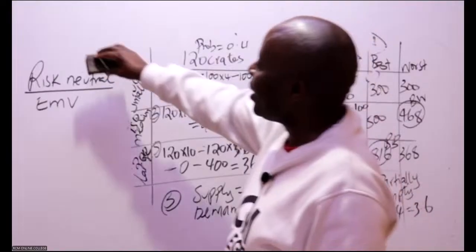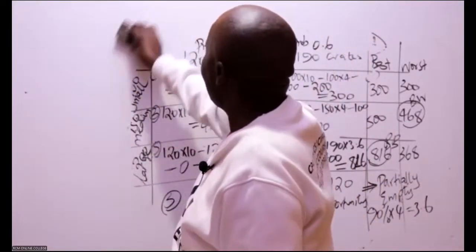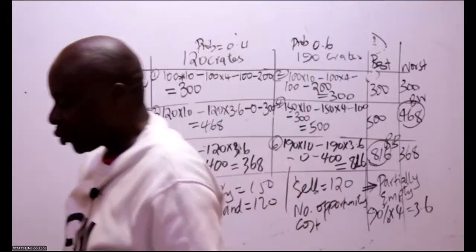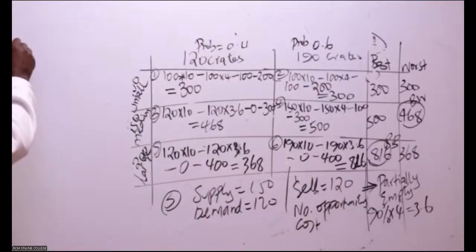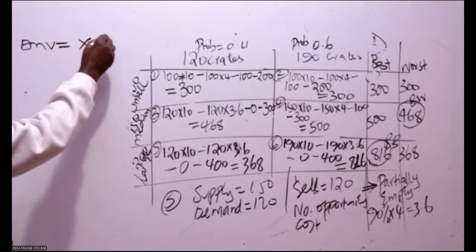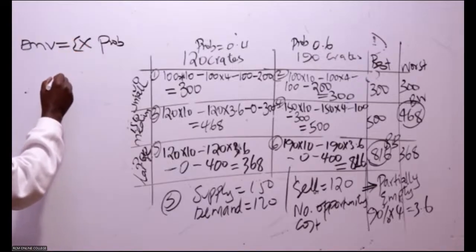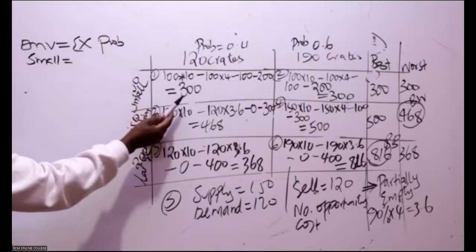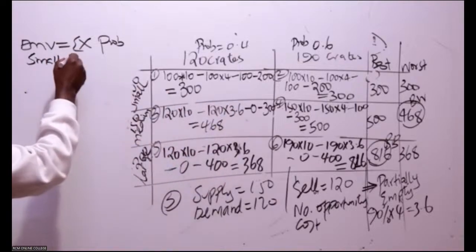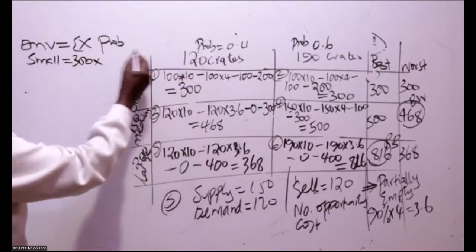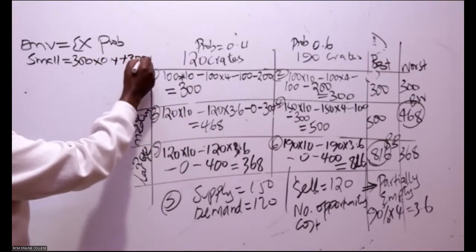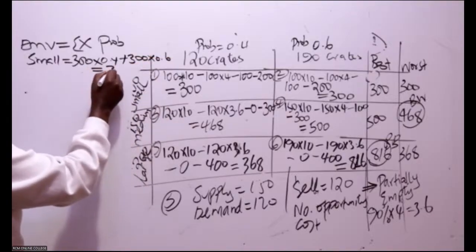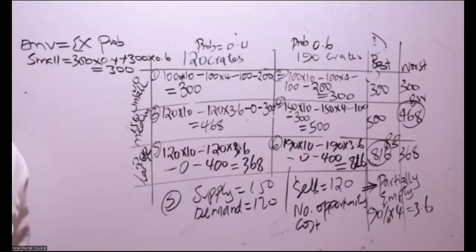So is there somebody who can tell us what you need to do to get these expected monetary values? It's very easy. Normally we take X values times their probabilities, then we sum. Give us the expected monetary value for small. For small, I can see the X values are only 2. So you take 300 times 0.4 plus 300 times 0.6, which will give me 300.